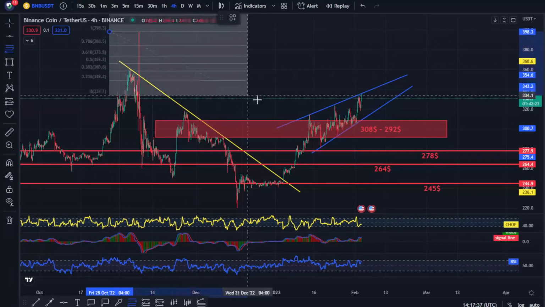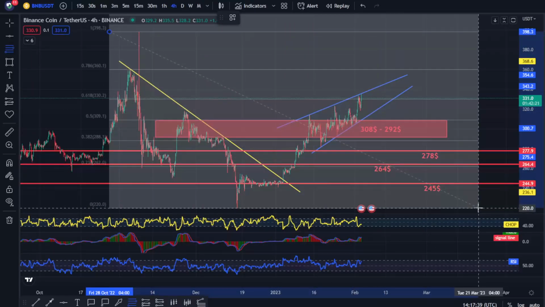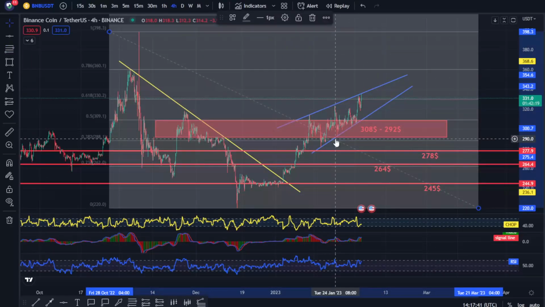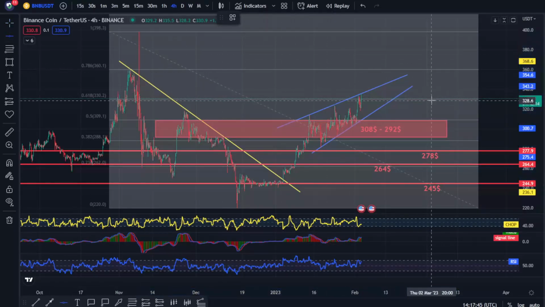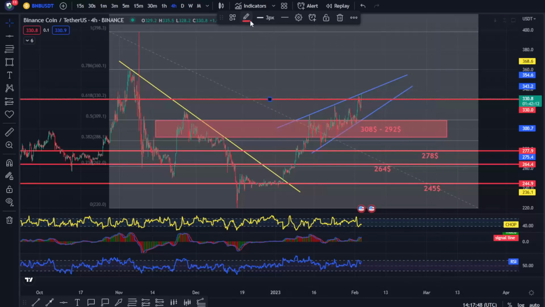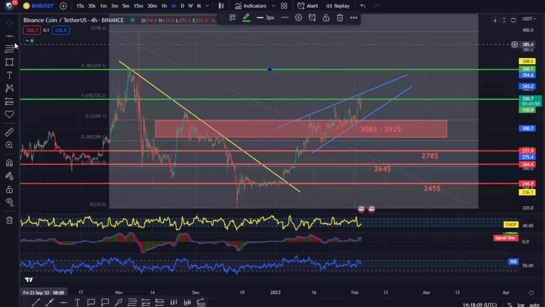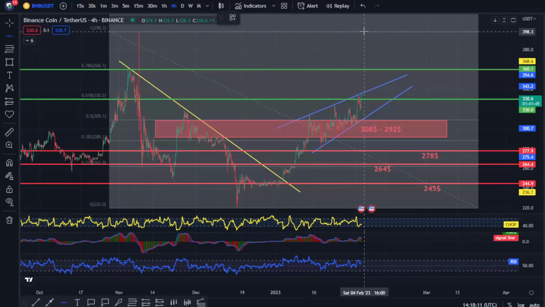Looking the other way, we can similarly determine the places of resistance that the price has to face. And here we see that the price is currently fighting a strong resistance at $330 equal to 0.618 fib. We continue to have strong resistance at $360. Once the price breaks it, it will move towards resistance at $398.